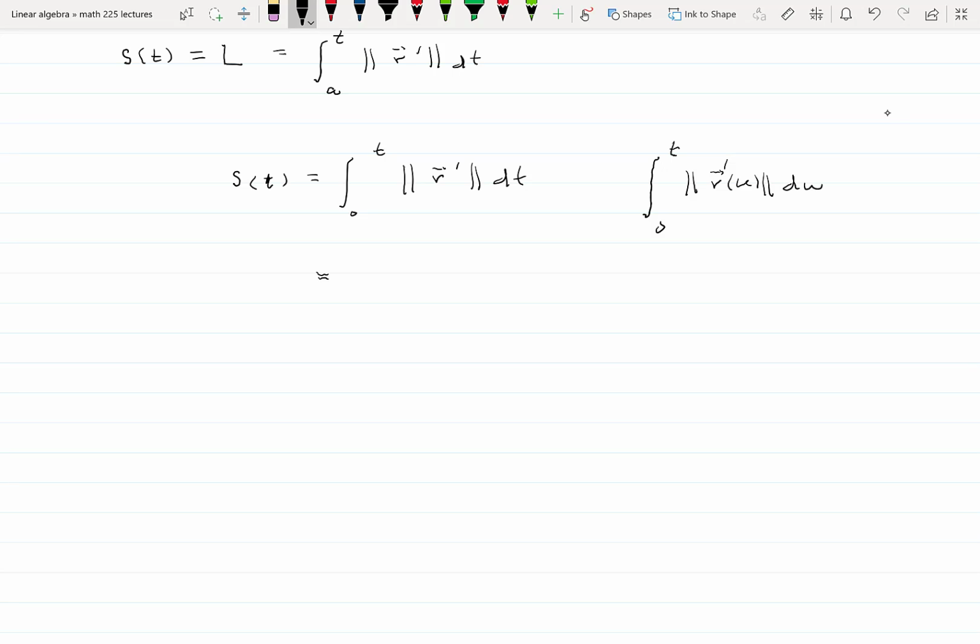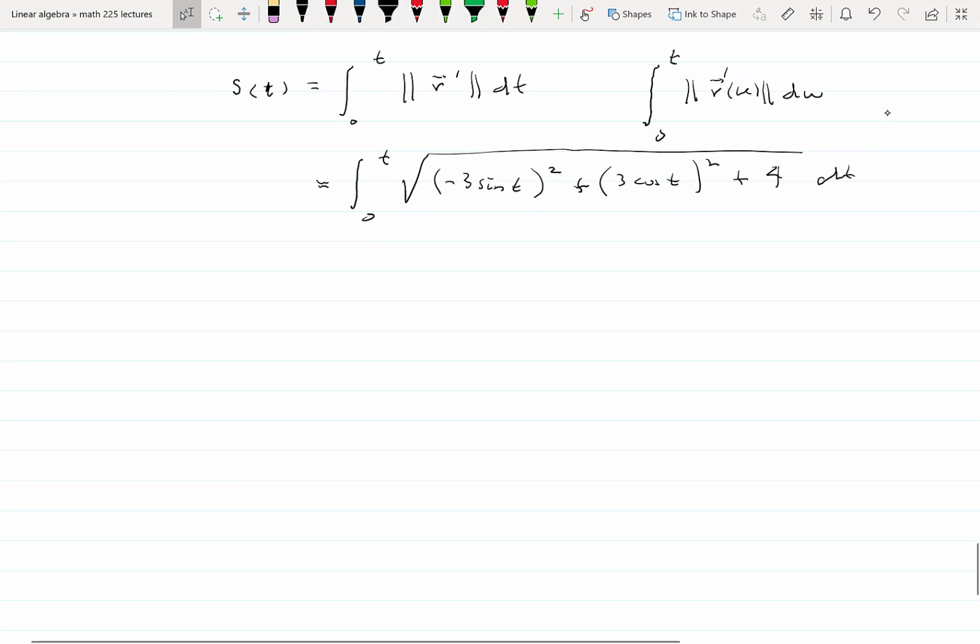So this is the integral from 0 to t of the square root of (dx/dt) squared, or if you use your author's correct version, (dx/du) squared. For 3 cosine t, the derivative is negative 3 sine t. I'm going to leave t's in there. So negative 3 sine t, that's dx/dt squared, plus dy/dt squared, 3 cosine of t squared, plus dz/dt, the derivative of 4t, which is 4. This looks very much like the integral we evaluated in our last example.